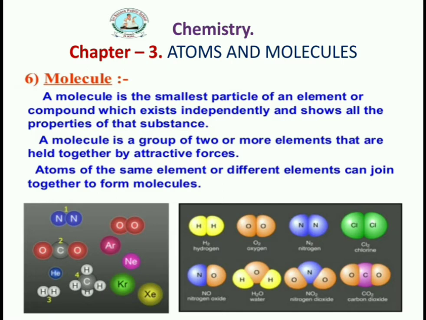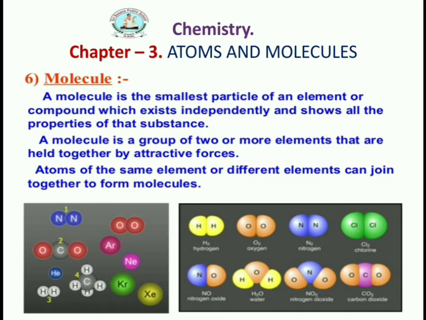But molecules are formed by the combination of more than 2 atoms. A molecule is the smallest particle of an element or a compound which exists independently and shows all the properties of that substance. Example, water. Water is formed by 2 atoms of hydrogen and 1 atom of oxygen, a total of 3 atoms, but it is a molecule. So, we are saying that not an atomic formula, but the molecular formula of water is H2O.